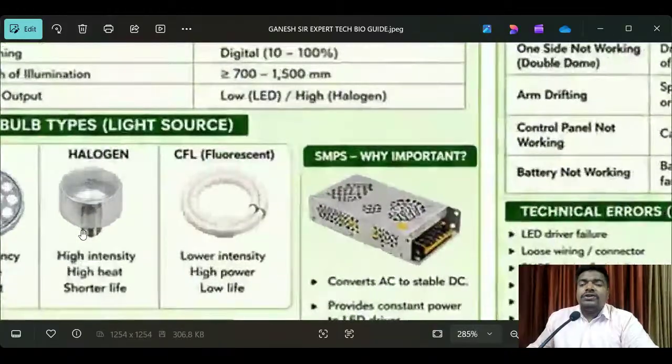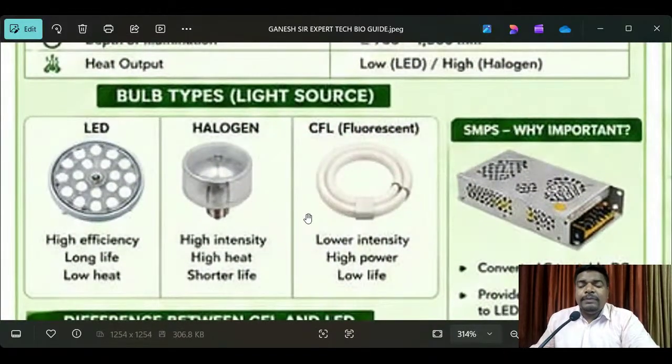And bulb type light sources, see here. What are the relevant points about the OT light? That is only what I'm going to share here. Is it clear? Try to catch every point, and wherever you have a doubt, give me a comment in my live sessions. Bulb type, see here, for your knowledge I'm showing here. LED: high efficiency, long life, low heat. Halogen bulb: high intensity, high heat and shorter life. Because many times we get complaints from the operation theater.